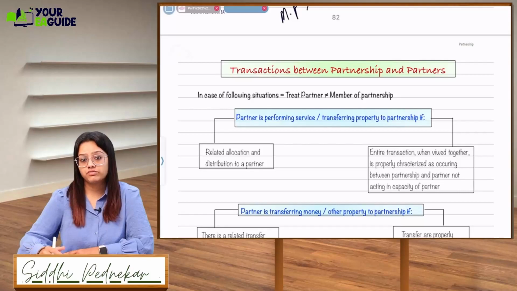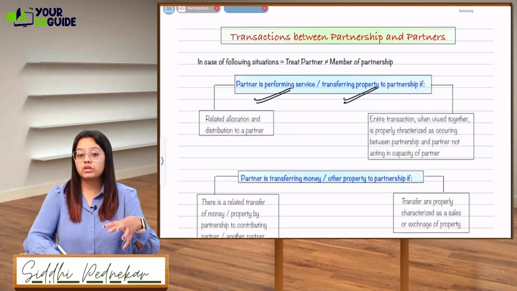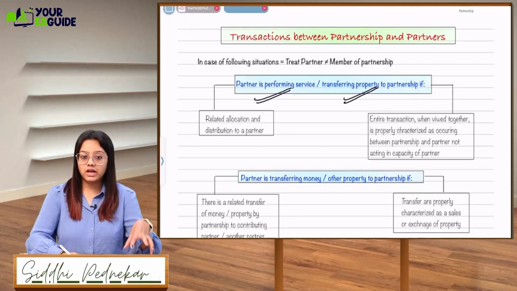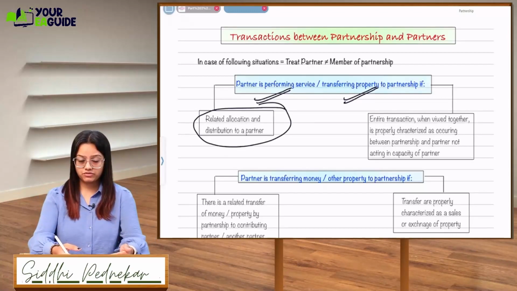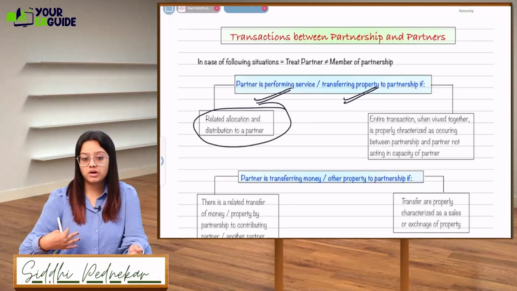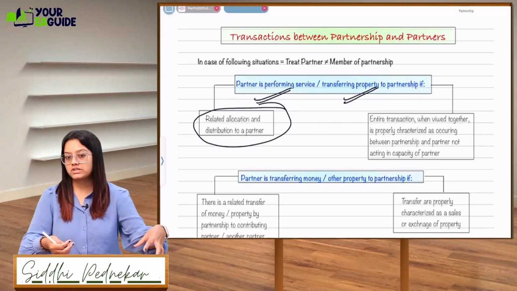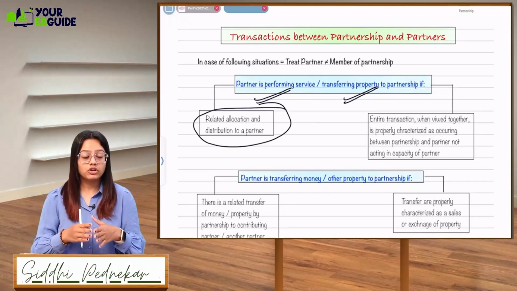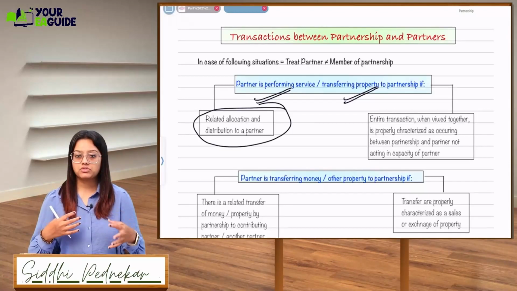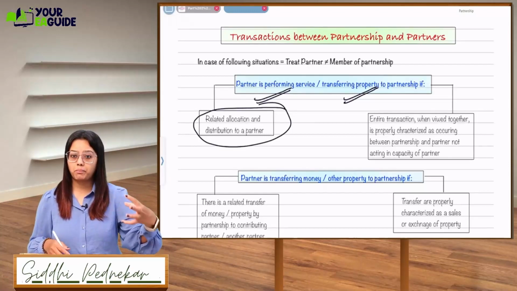Now, in the following situations, treat the partner not as a member of the partnership firm. Let's say the partner is just performing services or transferring property to the partnership. What does this mean? Let's say I am just providing my services to the partnership firm, and against that the partnership is paying me a certain amount. Just because I am providing a service to the partnership firm and receiving the amount as salary or wages, this doesn't mean I am a partner of that firm. So you will not treat such a person as a member of the partnership firm. I am just providing services, and against that I am receiving my income. Or let's say I am transferring property to the partnership firm.